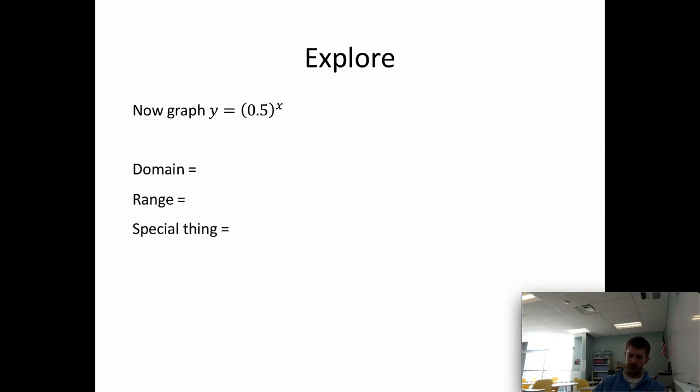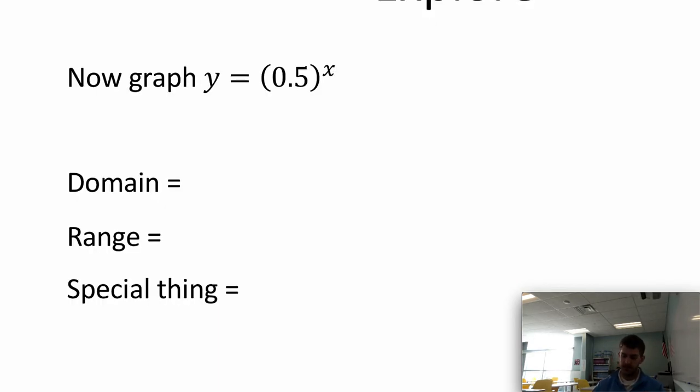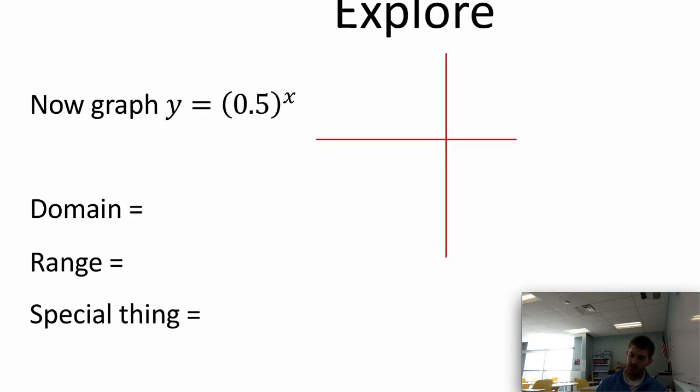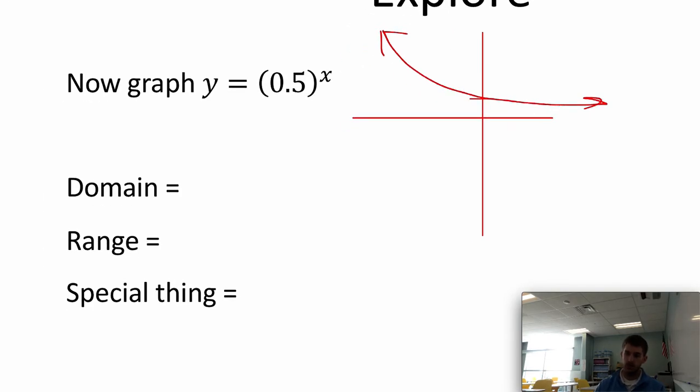Now, similarly, if we had 0.5 to the x, this one would look a little something like this. It's pretty much the same shape, but in this case, it's going down and to the right. The domain on this one would still be the same. You can still plug in x as an element of the reals. You can plug in any x value that you'd like, but the right side is now the one that's going down.